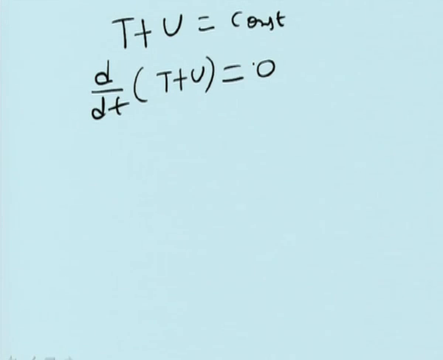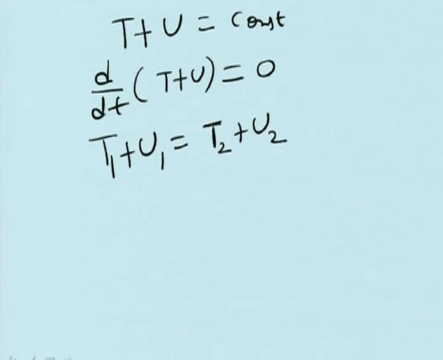From the principle of conservation of energy, we can write for two instants T1 plus U1 is equal to T2 plus U2, where subscripts 1 and 2 represent two instants of time. Let 1 be the time when the mass is passing through its static equilibrium position, and choose U1 equal to 0 as the reference for the potential energy.